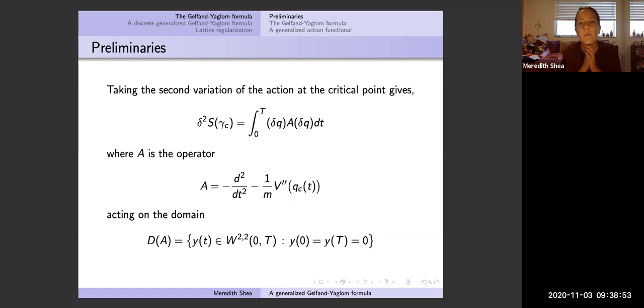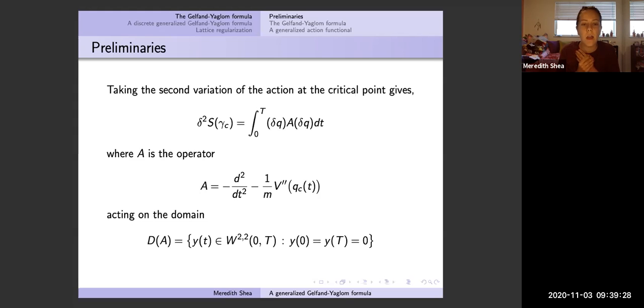Okay, so what can we do? So the action we had previously, we can take the second variation here at the critical point or the classical path. And so also we're going to throw out the boundary terms when we take the second variation, and we end up with this equation where you have this operator A. It's a second order differential operator, and that's its explicit form. And okay, we threw out the boundary terms when we wrote the second variation of the action, but we really hid them in the operator A.